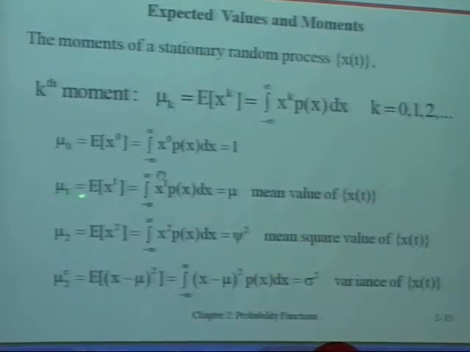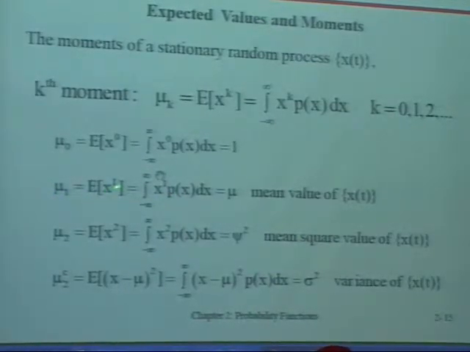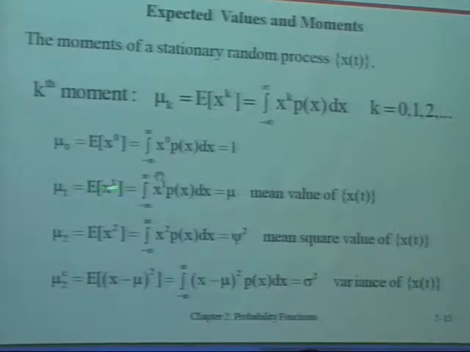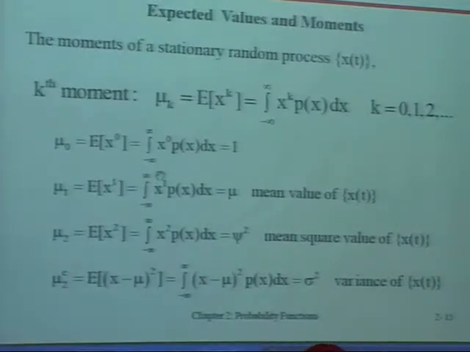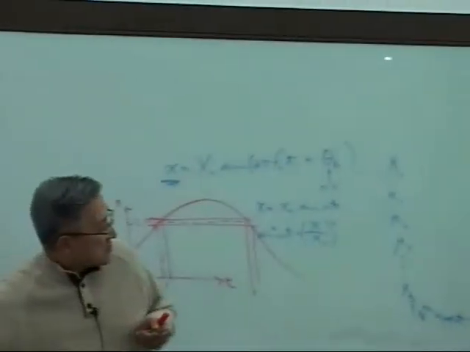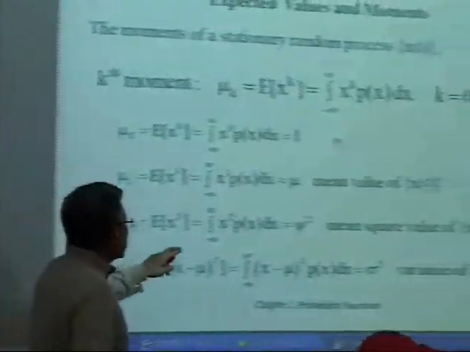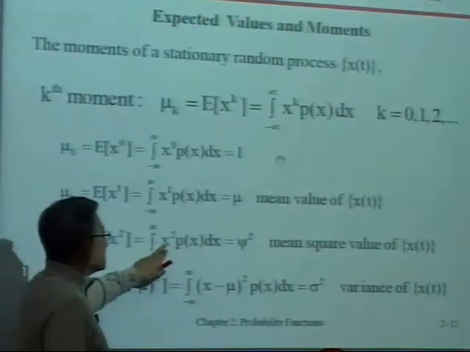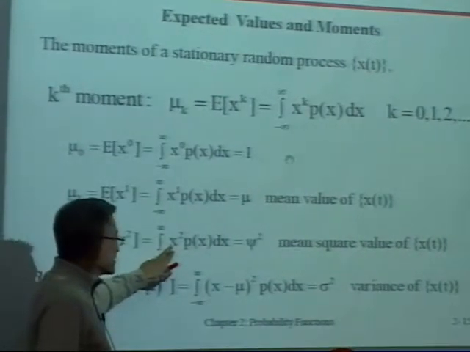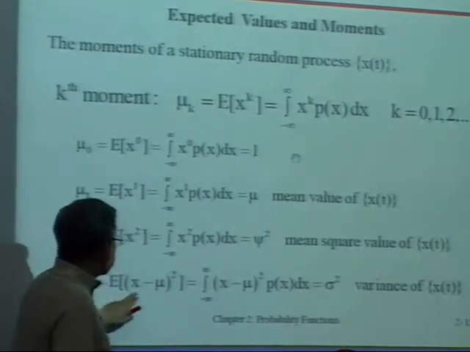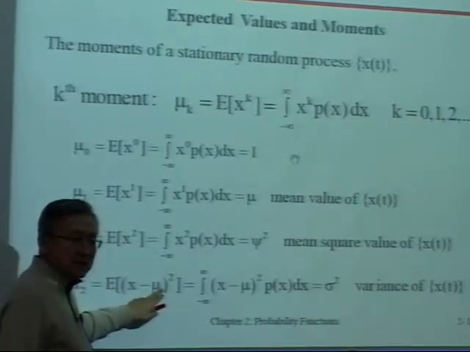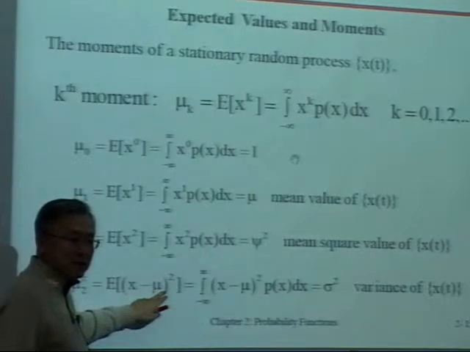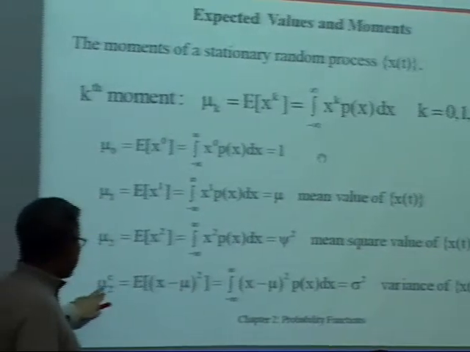And mu1, which is the mean value, right? 1 means it's really the mean value of x. This is the square, the mean square value of x. And this, what do you call this? This is the variance. We put a special name here.